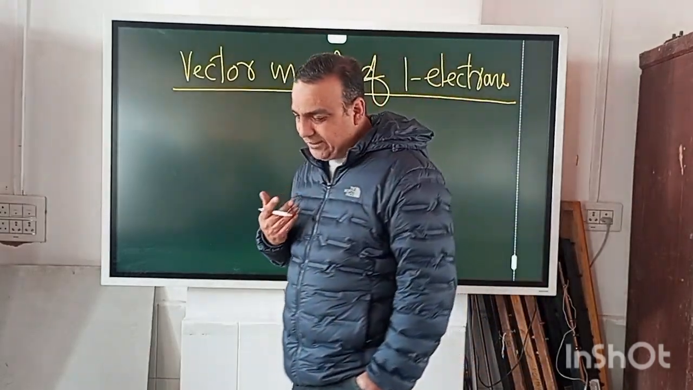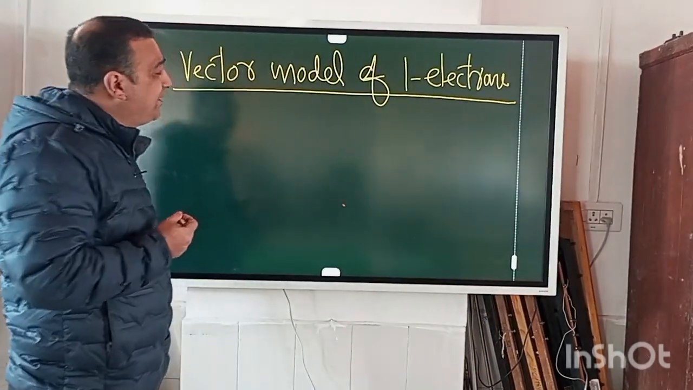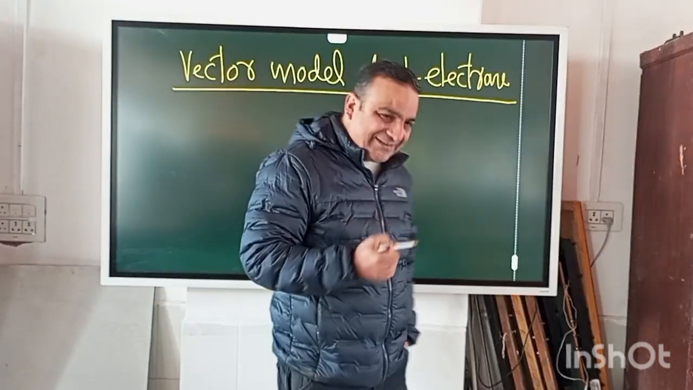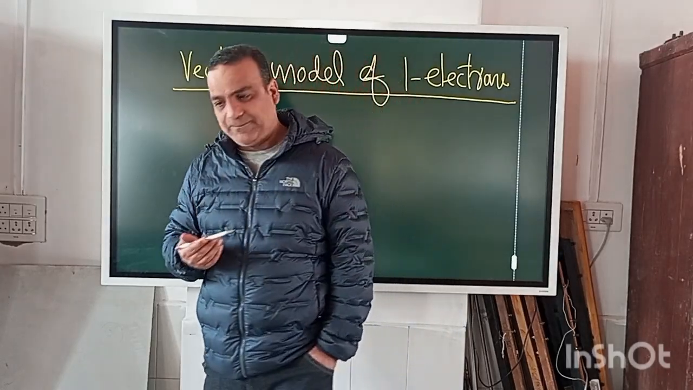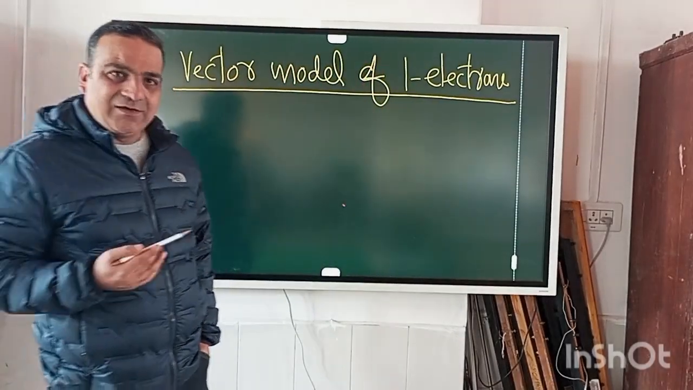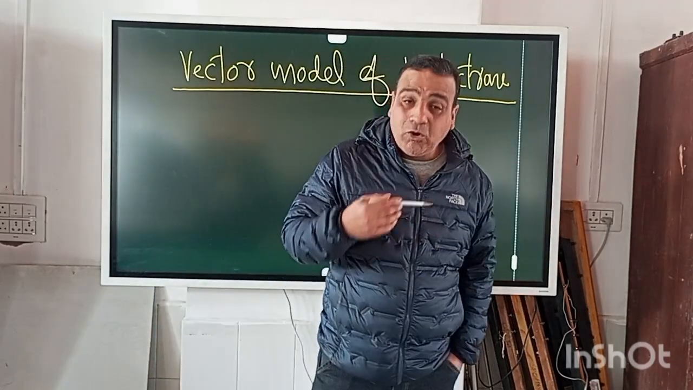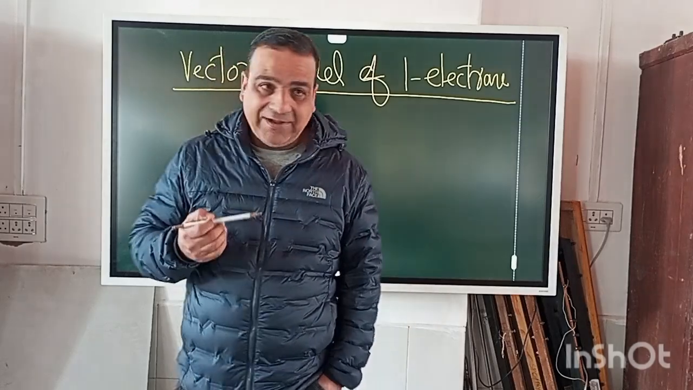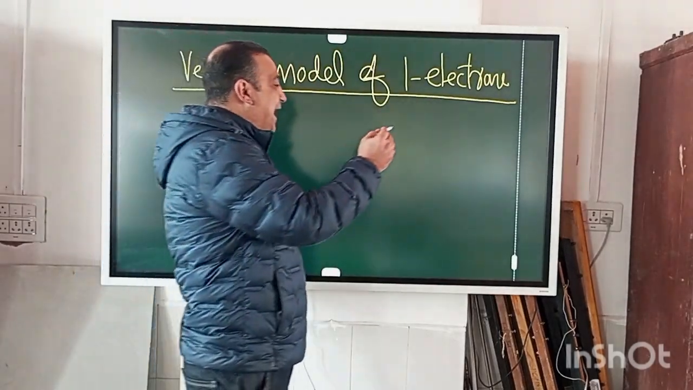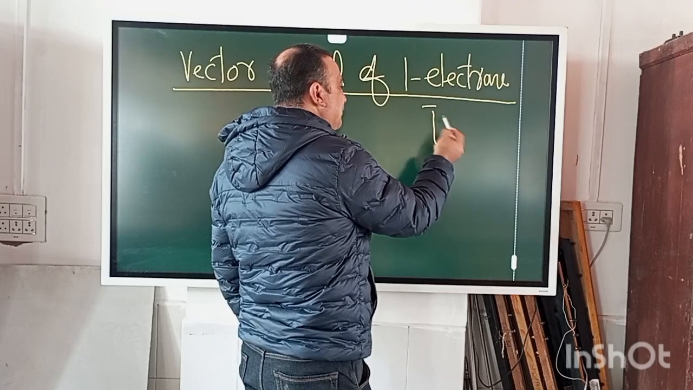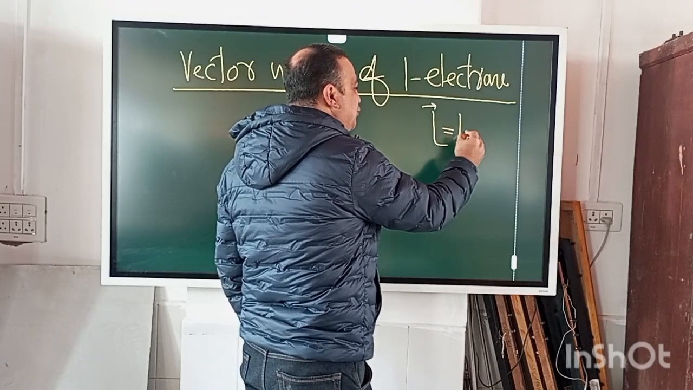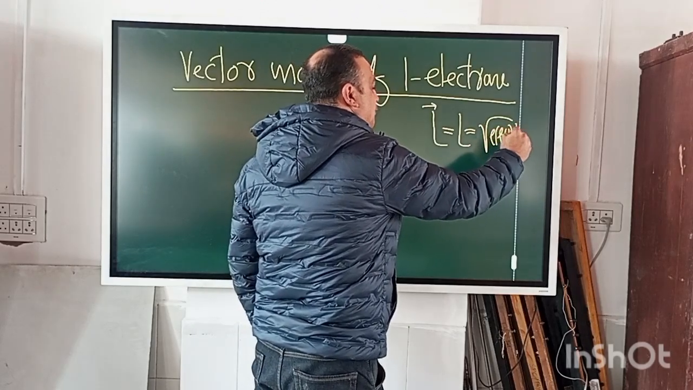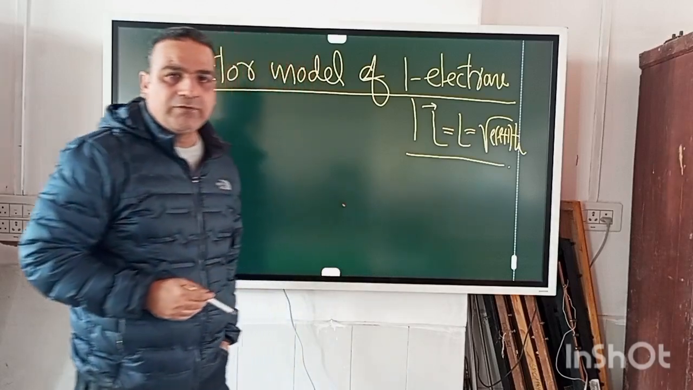So how we demonstrate the vector model of a one electron atom is that we take into account the existence of these two angular momenta. One is the orbital angular momentum of the electron, which we have already calculated solving the problem of the hydrogen atom, and we obtained that angular momentum vector with magnitude under root of L times L plus 1 times h bar. So this result we have already obtained.